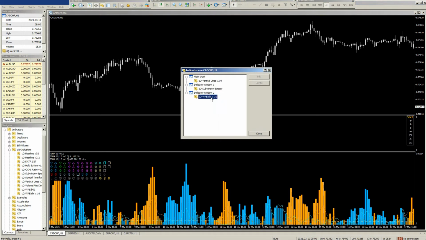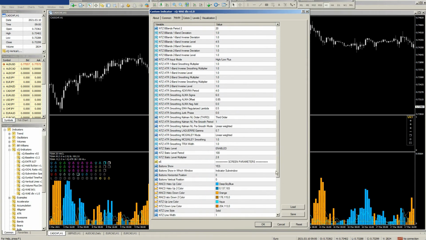It also has the ability to position the buttons. I'm going to stick it here in this sub-window 1 just to make it easier to read.